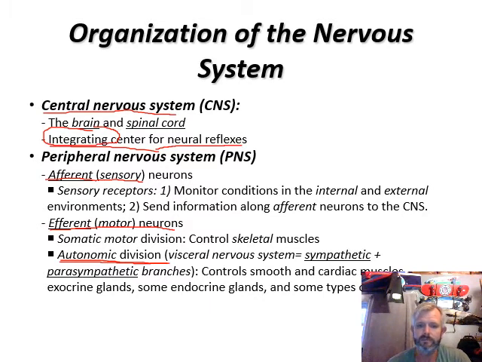Okay, so again, that's going to control smooth muscle, cardiac muscle, exocrine glands, endocrine glands. All those things we don't have to think about is what the autonomic division does. Its neurons' targets are those things that we don't have to consciously think about.